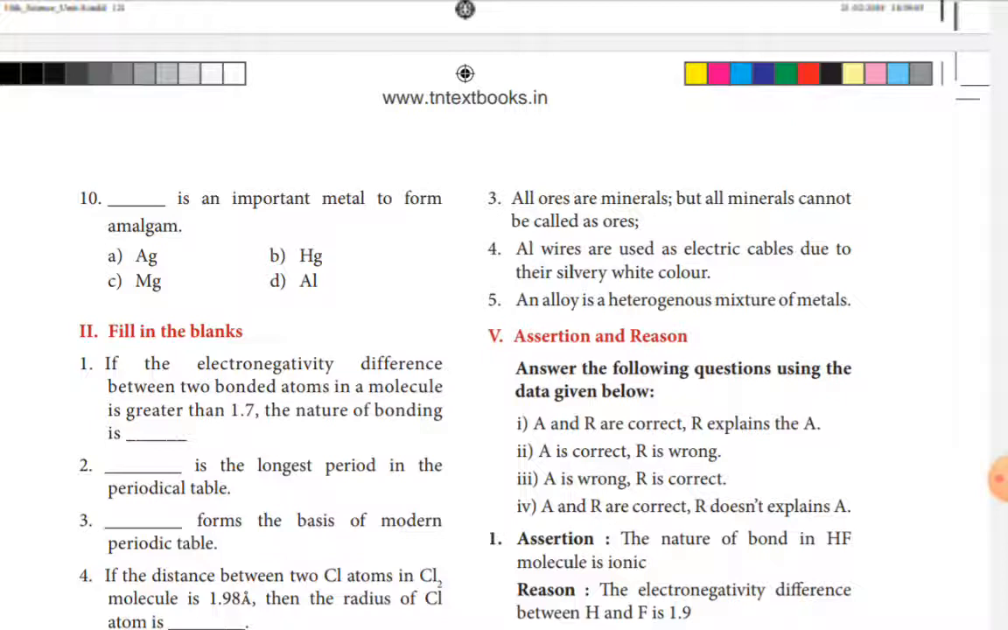Then, aluminum wires are used as electric cables due to their silvery white color. So this is false. Not because of the silvery white color, it is selected for the conduction of electric current because it is a good conductor of electricity. So aluminum wires are used as electric cables due to their good conduction of electricity. Then, an alloy is a heterogeneous mixture of metals. This is also false. Not heterogeneous, that is homogeneous. An alloy is a homogeneous mixture of metals.